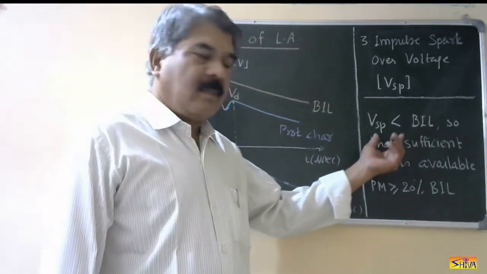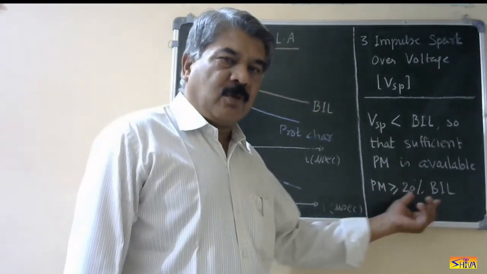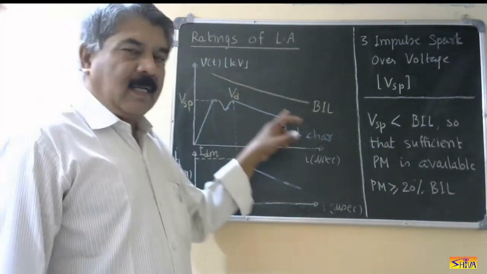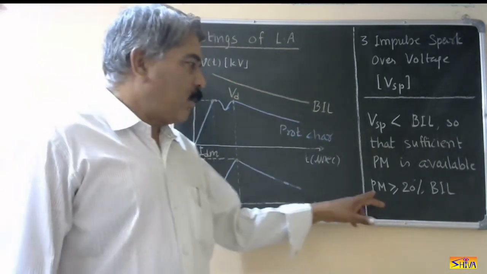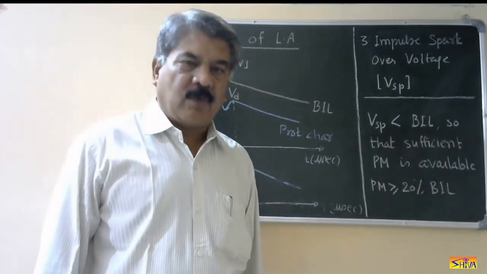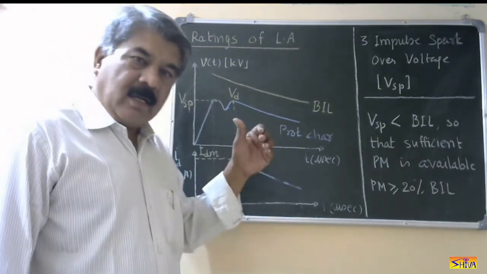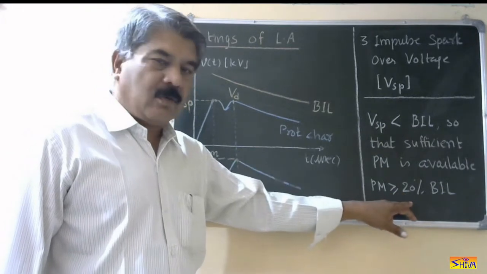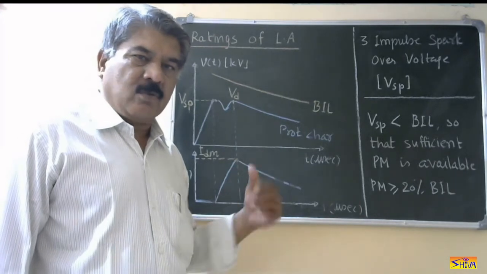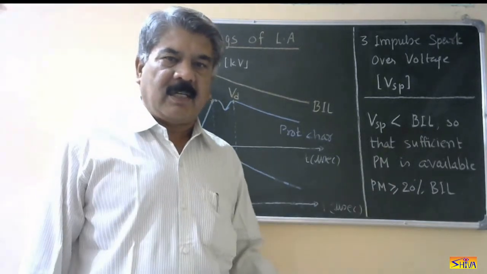Now, how to select it? We have to select the impulse spark over voltage so that protection margin available should be more than or equal to 20% of BIL. Suppose BIL of the system is 1000 kV, then protection margin should be more than or equal to 20% of BIL. 20% of 1000, that is 200. So spark over voltage should be 800 kV or less than 800 kV, so that sufficient protection margin is available. That is how the impulse spark over voltage is selected.